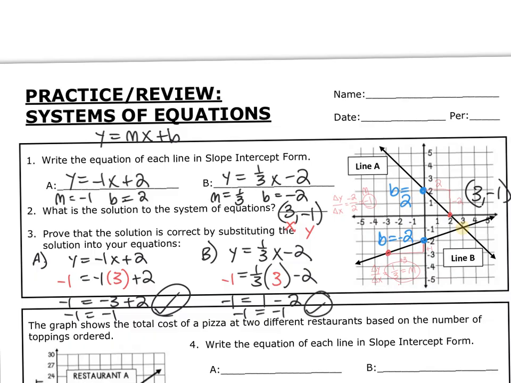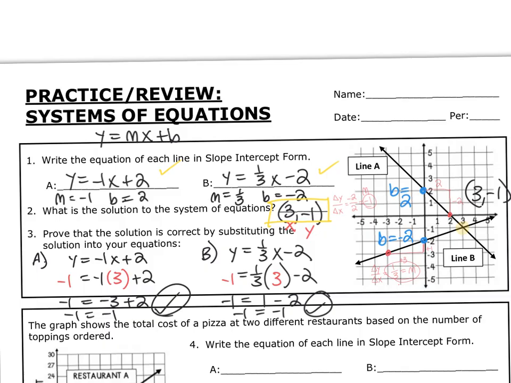So that's also true. So really the whole point in doing this is what we showed is that this point is true for line B and it's true for line A. It's a solution to both of those equations. When I substitute x and y into each of those equations, I end up with a true statement. So that's why that's the solution to a system of equations.